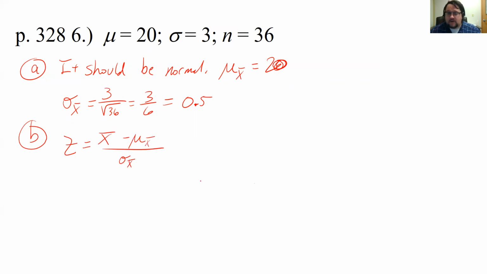This is why they asked us to calculate those. So a mean value of 19, our sample mean, our mean of our sample means is 20, and then our standard deviation of our sample means is 0.5. So -1 over 0.5 should come out to be -2. How many times does 0.5 go into 1? Twice. So if you're not doing it on a calculator.